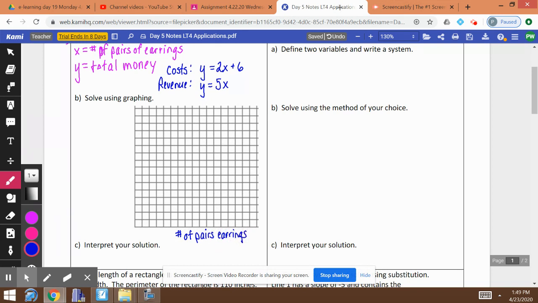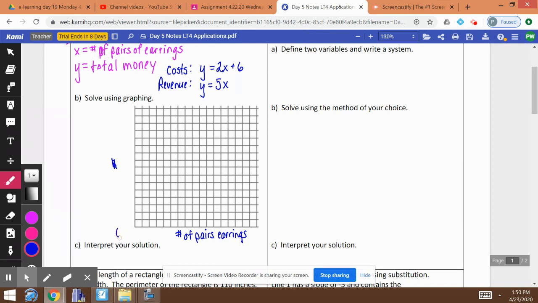And our y-axis then is the total money that we're either earning or spending. Now, because of these bigger numbers here, what I'm going to think about is the number of earrings. Are they ever going to be negative? No. Hopefully her costs and her revenue and all of that we're going to think about as positive. Her costs are going to continue to go up as she's making more earrings, and her revenue is going to keep going up as she's selling more earrings here.